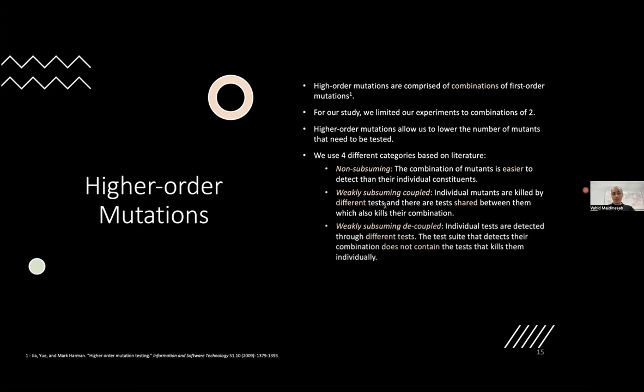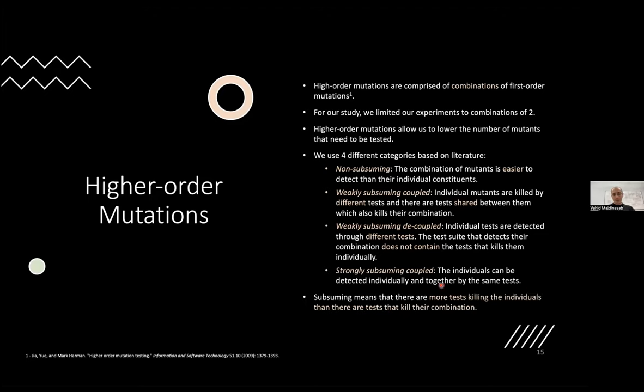Then we have weakly subsuming decoupled mutants, which is when we have different tests killing different constituents, and the tests that kill their combinations are not present in the set that kills each mutant individually. And finally, we have strongly subsuming coupled mutants, where every test that kills the individuals is capable of killing a combination of those individuals as well.